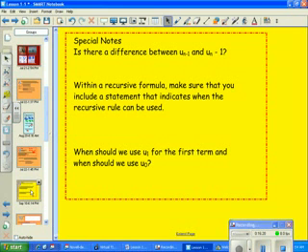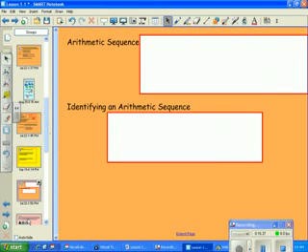And lastly, u sub 1 will not always represent our starting value. It is the first term, but it is not always the starting value. Sometimes our starting value will be u sub 0, or maybe your starting value is something like u sub 5. Depends on the problem. And again, you'll see an example of that in just a second.